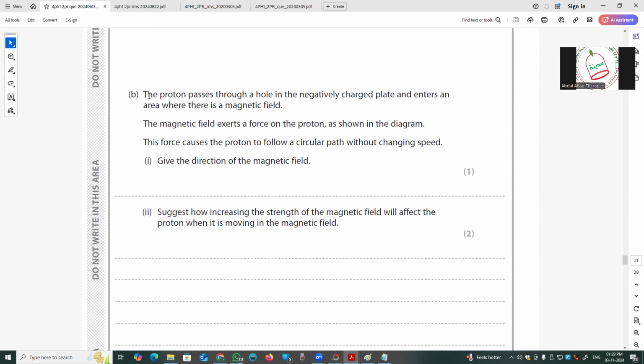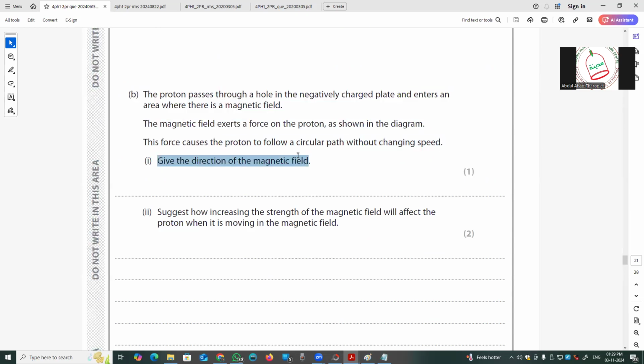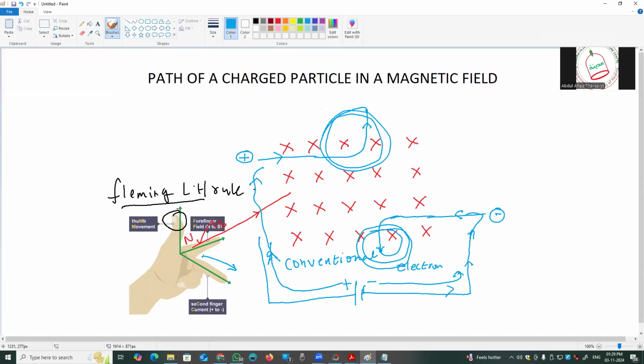It says the proton passes through a hole in a negative charge plate and enters an area where there is a magnetic field. The magnetic field exerts a force on the proton as shown in the diagram. This force causes the proton to follow a circular path without changing the speed. Give the direction of the magnetic field. So according to this diagram, you will find out the direction of the magnetic field.